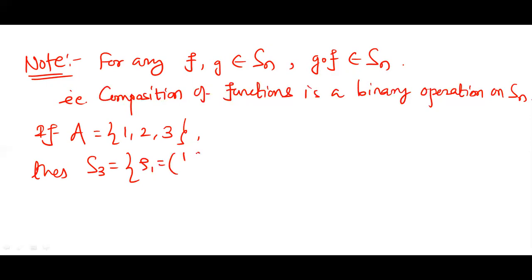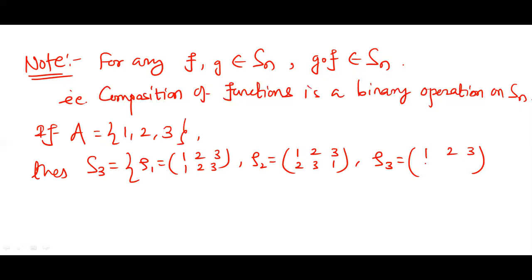S3 is equal to: rho 1, which is 1 2 3 to 1 2 3. I am giving names to elements of S3. Rho 2 is equal to a permutation in which 1 maps to 2, 2 maps to 3, 3 maps to 1. Rho 3 is equal to a permutation in which 1 maps to 3, 2 maps to 1, and 3 maps to 2.